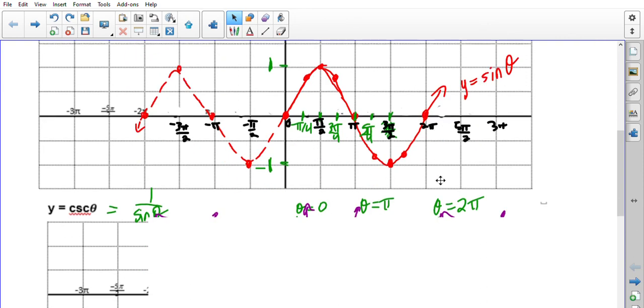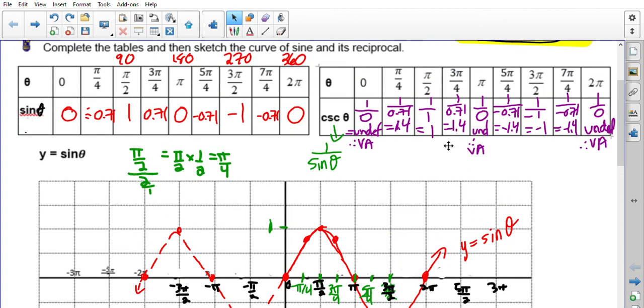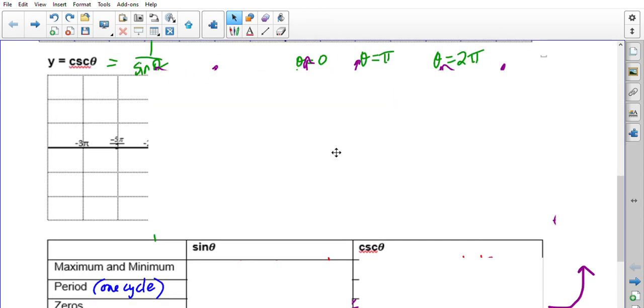So remember from our last unit, wherever there was a 0 of the original function, so wherever there was an x-intercept, the reciprocal of it should have a vertical asymptote there. So we should have vertical asymptotes at 0, pi, 2 pi, anywhere where it crosses the x-axis, and that's what we do have. So it is going to look like this.